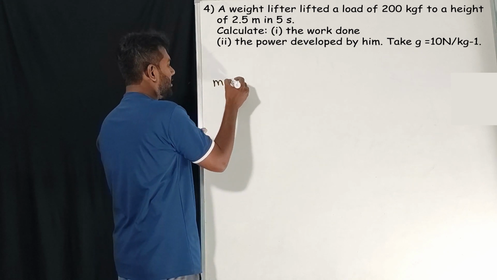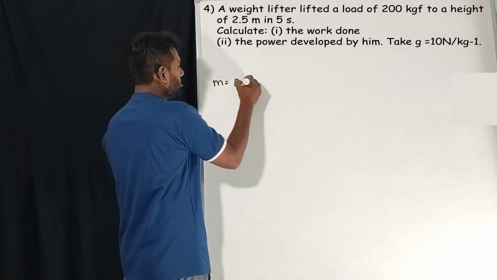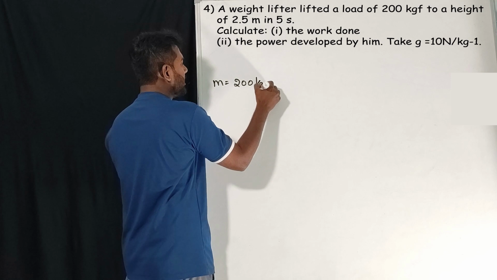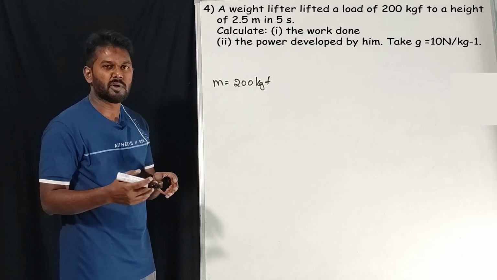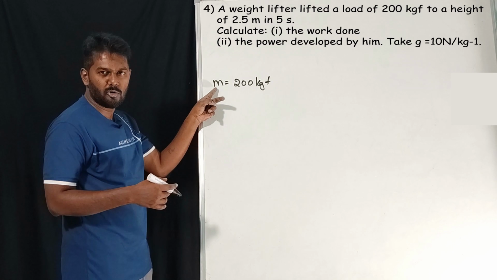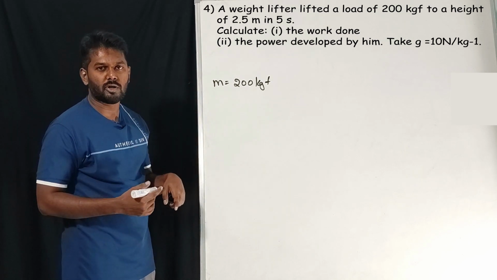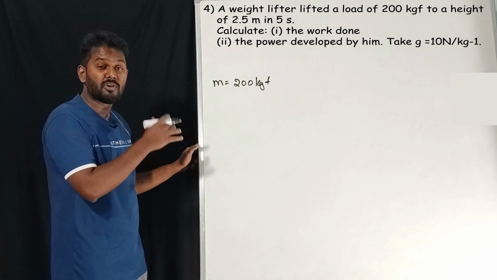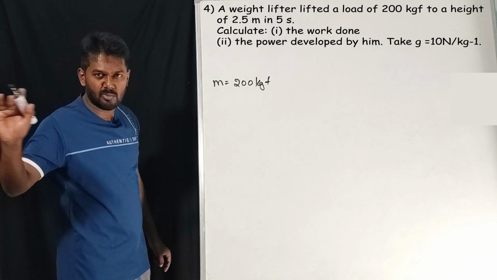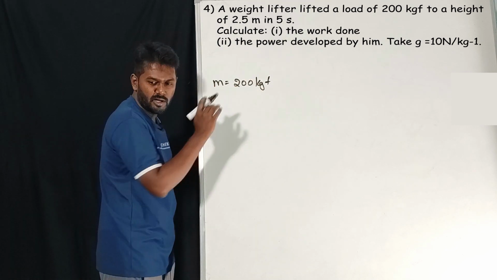So we can take that weight as mass, 200 kgf. Why are we using m for mass? Just to avoid confusion with W. If we take W here for weight, work done is also W, so just to avoid the confusion. For the given data, don't worry about it. If it is wrong also, they are not going to deduct any mark. So m is equal to 200 kgf.